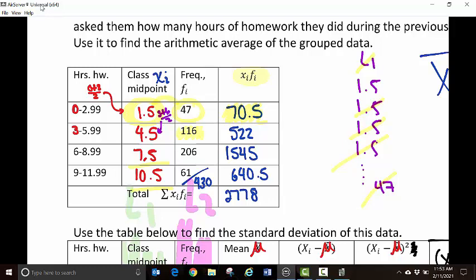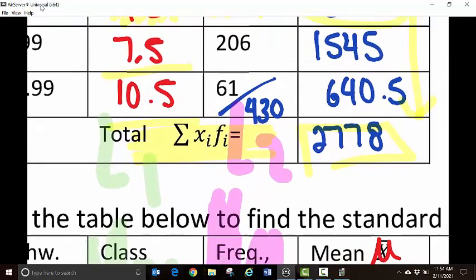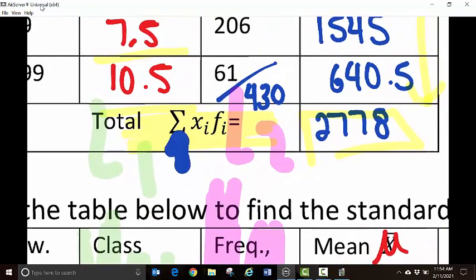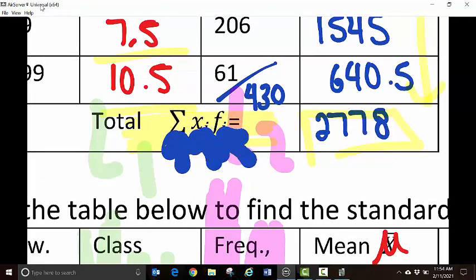116 kids supposedly had 4.5 hours of homework. So instead of adding up 4.5 116 times, you just multiply them and get that. And then if you add all of them, the total is this. Okay, so that is the sum, this means sum, of every value times how often it happened. That's just adding up all the values.